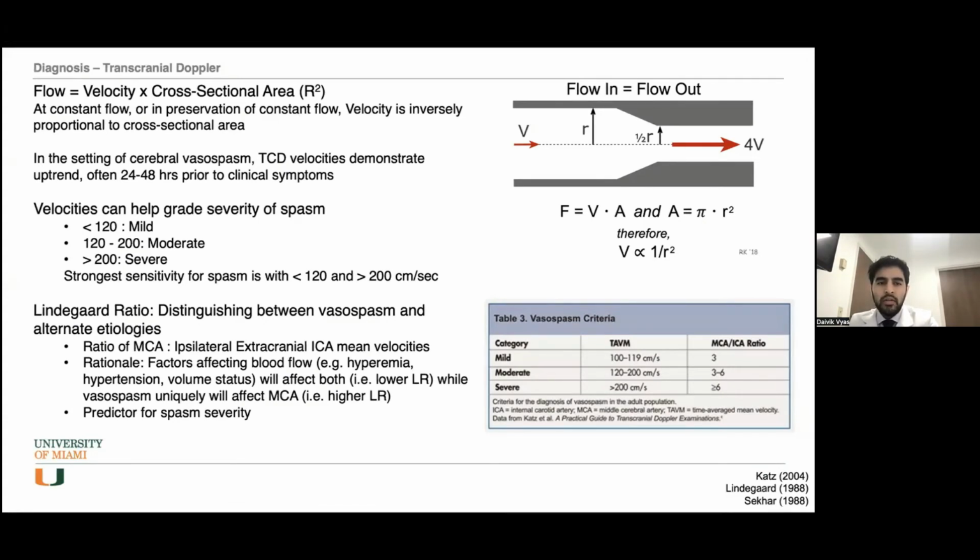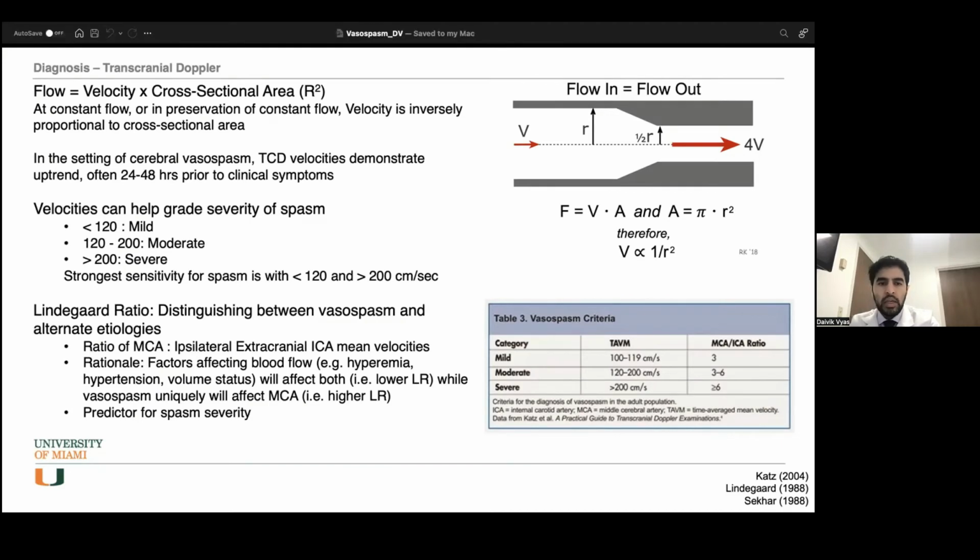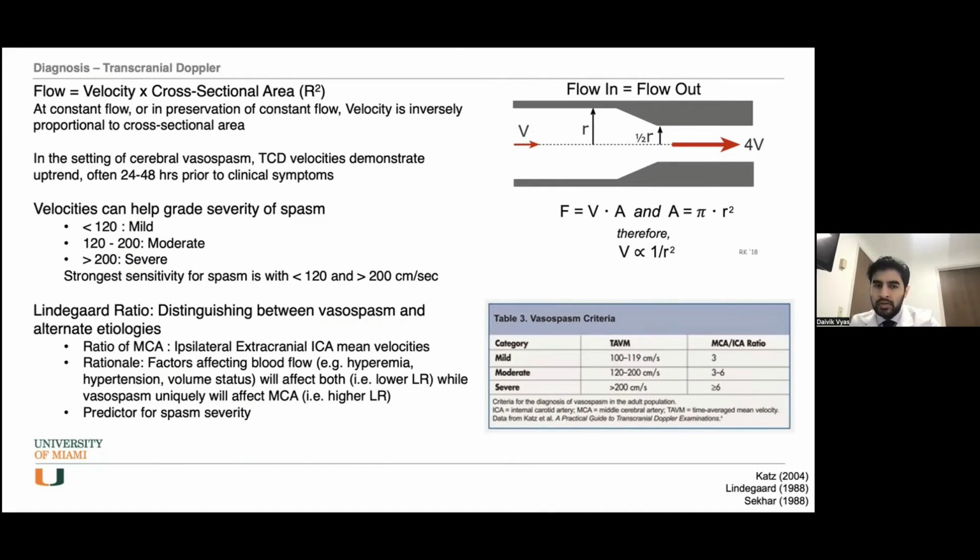So less than 120 centimeters a second is graded as mild spasm, 120 to 200 is moderate, and greater than 200 is severe. And the strongest literature sensitivity for vasospasm is for mild and severe velocities. It's to note that there's also reference to a Lindegaard ratio, which helps distinguish between vasospasm and alternate etiologies that affect blood vessels themselves outside of the intracranial circulation.